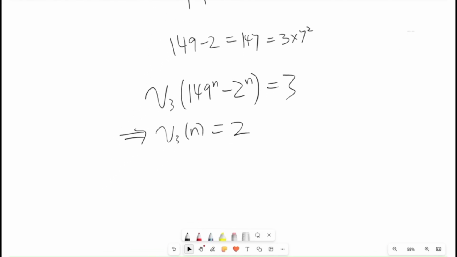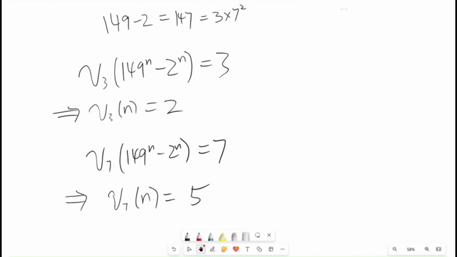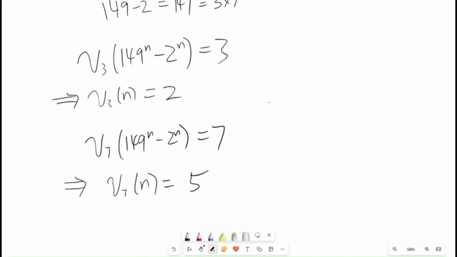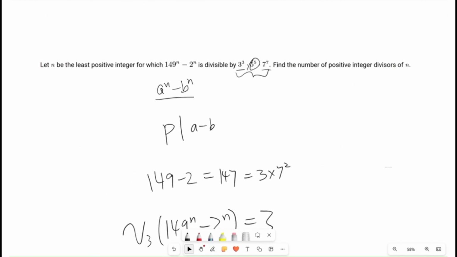And we can do the same exact thing for V7 of this expression over here. And if we just do the same exact thing as what we just did, we can get V7 of n is equal to 5. And so far we know that the prime factorization of n definitely includes 3 squared and 7 to the power of 5. And so now we just need to deal with the 5 as the prime number.